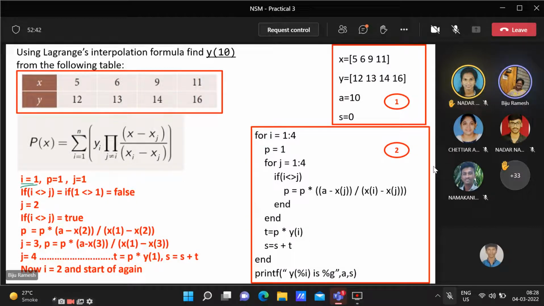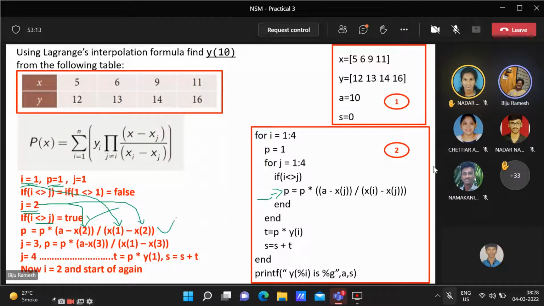So I is 1, P is 1, J is 2. Now this I is not equal to J becomes true. Now it comes inside. This will be executed. Okay. So P is equal to 1 into A is 10, 10 minus X of J. What is J? It is 2. So X of 2 divided by X of I. What is I? It is 1, minus X of 2.